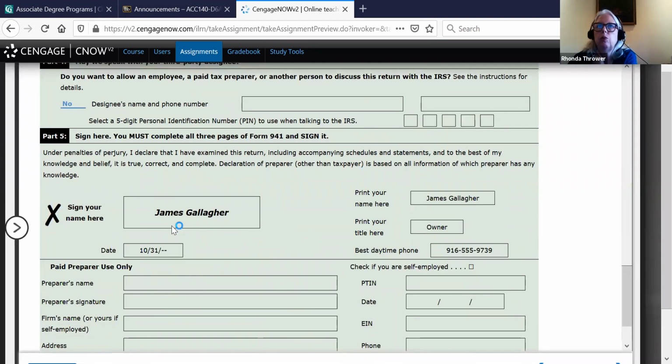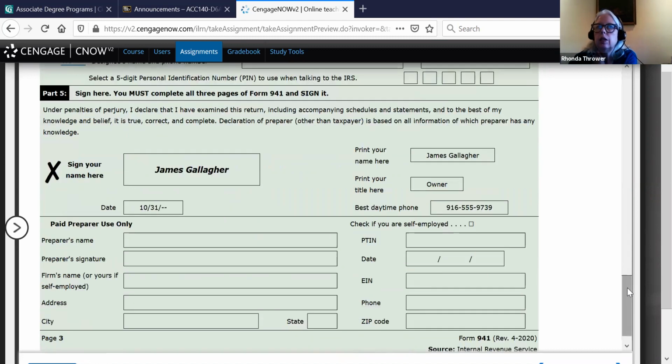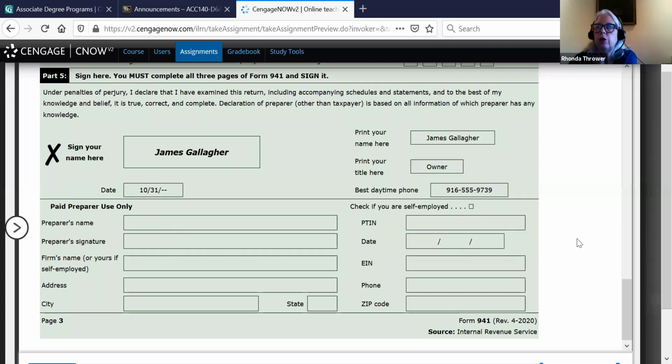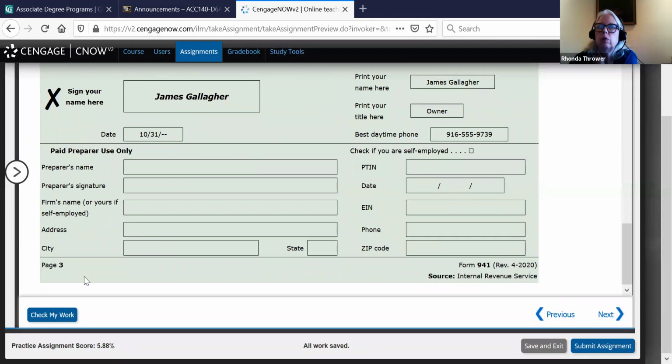Then what you have to do is sign your return. Notice this is already filled in for you. You would do this in cursive. You're signing your return here, or that person is signing the return here. You print the name, you tell who the person is. In this case, it's the owner, and their telephone number. If you were a paid preparer, you would fill in this information, but that did not happen.